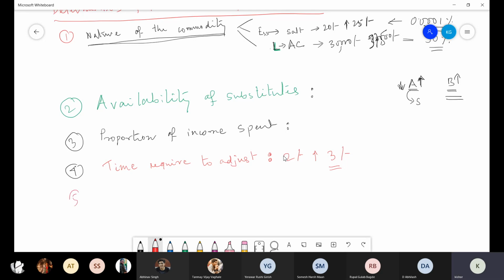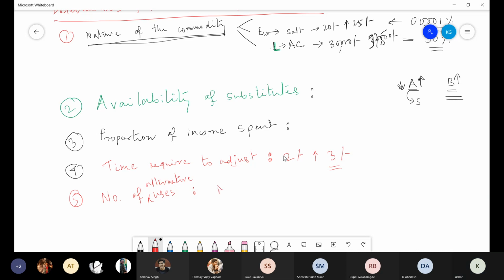Any other factor? Another is number of uses. Number of alternative uses of a commodity. So what happened here? Number of alternative uses of a commodity.